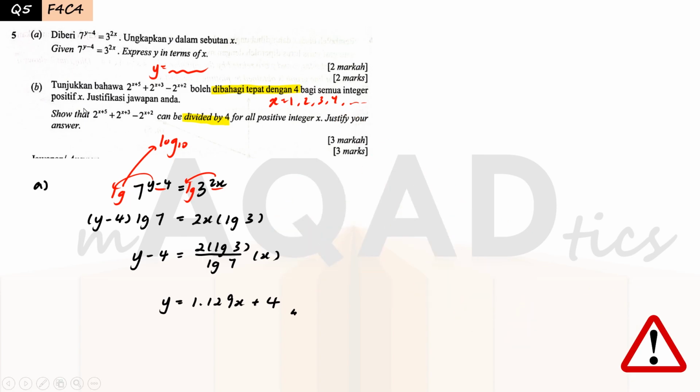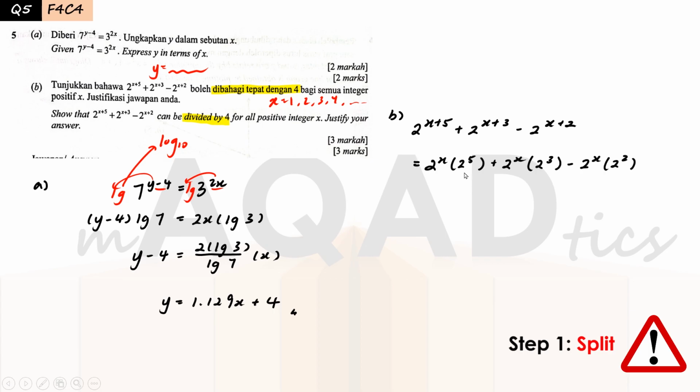So to solve this kind of question, or any question which is similar to this, it actually has a standard way of doing. Okay? So if you zoom into the indices here, the power consists of two values, x plus 5, x plus 3, x plus 2. So the first step to do is split them. So we know that if we add, if we split, it will be multiply, right? So here, as you can see, it will be 2 to the power of x multiplied by 2 to the power of 5. Okay, same goes to the others as well.